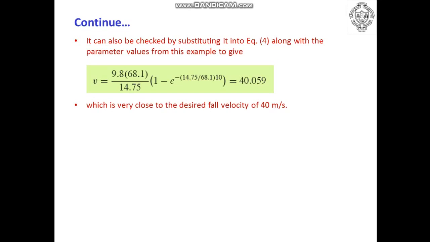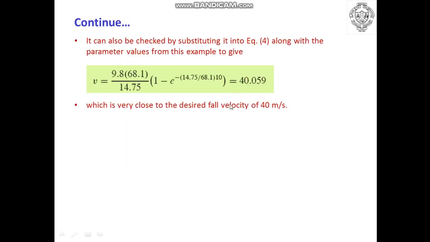So what we have done is substitute the value of c as 14.75 in equation number 4 from the start of the session, where we considered the equation for the parachutist, which is nothing but g into m divided by c into 1 minus e raised to minus c divided by m into t must be equal to 40. So here also we are getting a value equal to 40.059. We can consider that this root of the equation, which we have computed from the graphical method, is acceptable.